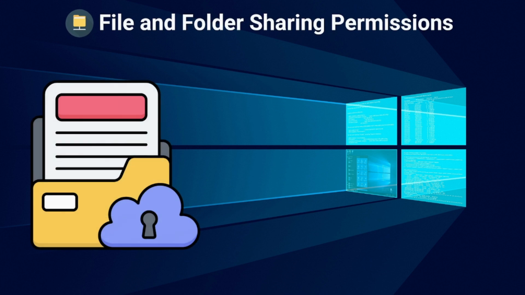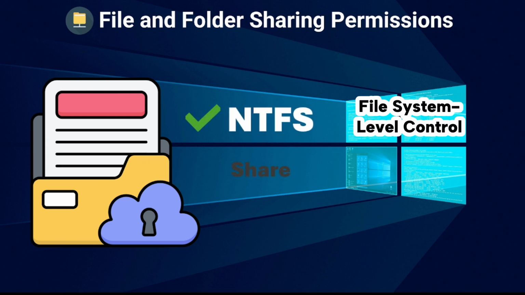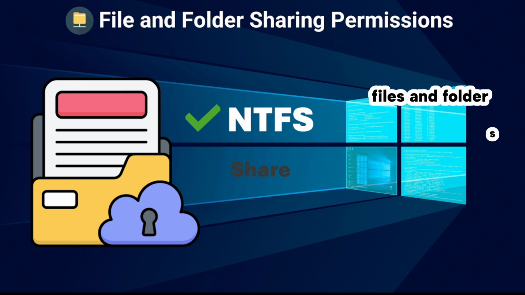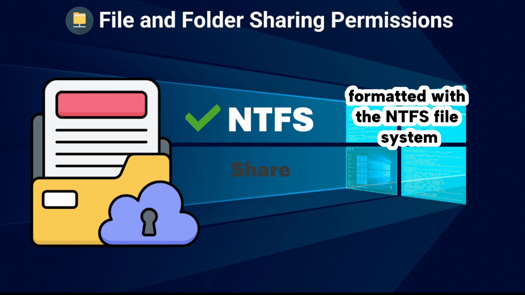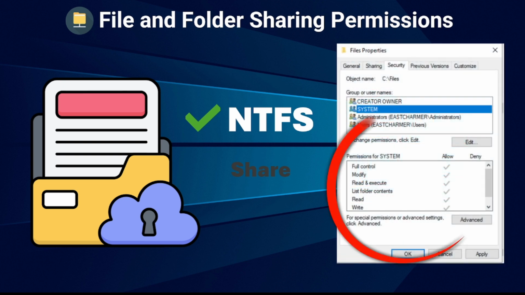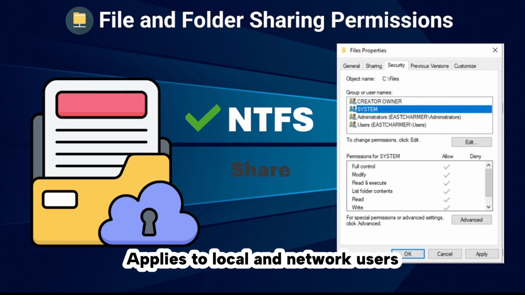Okay, so let's now talk about the different file and folder sharing permissions. These are the permissions that you can give a user based on their request and their access level. In Windows, there are two types of permissions: NTFS and share. NTFS permissions are file system level control, applied to files and folders stored on disk volumes formatted with the NTFS file system. You can control who can read, modify, or delete files and folders. And keep in mind that this applies to local and network users.